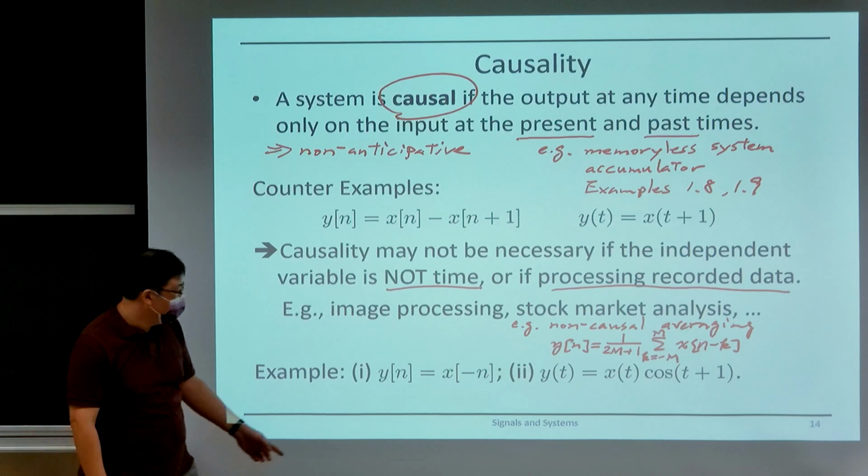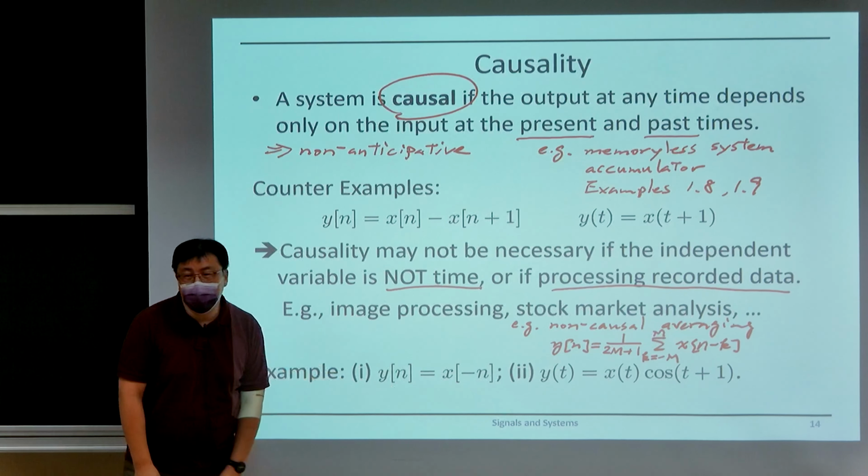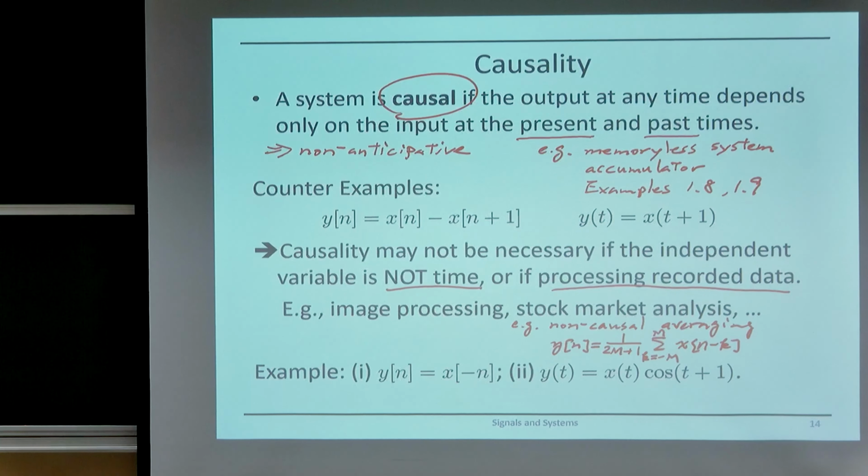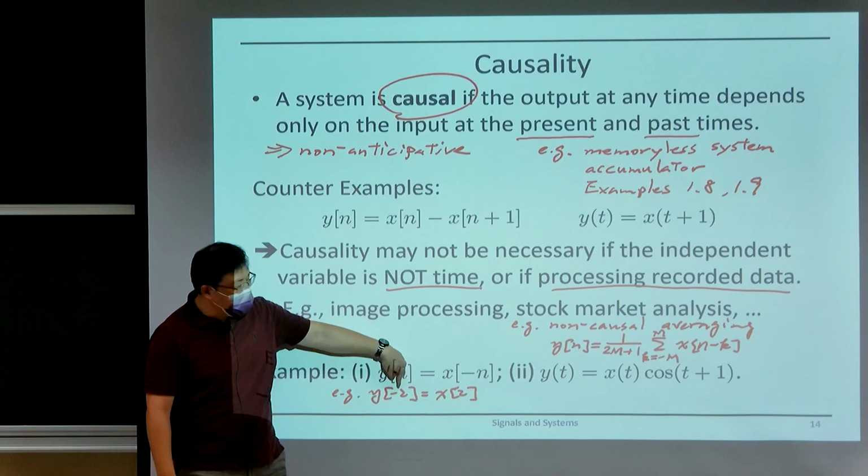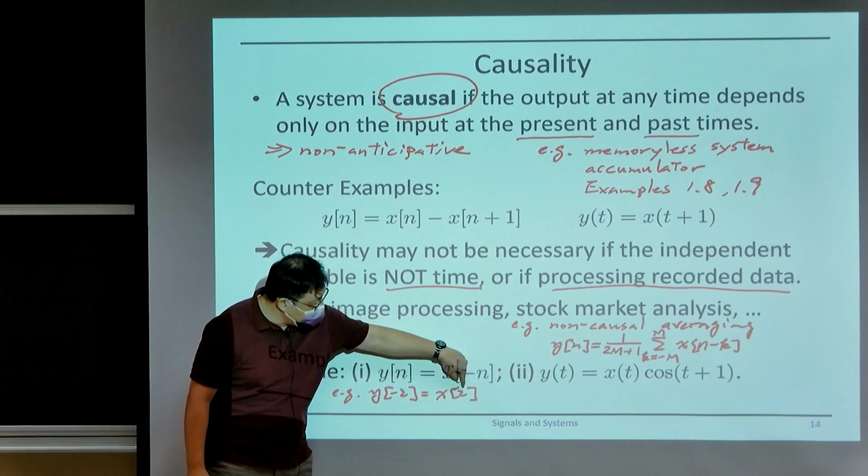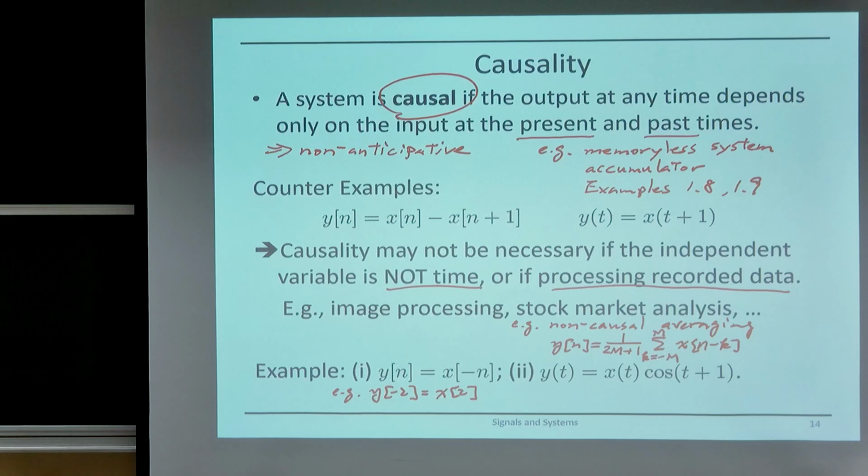Yes, you're right. So if n is a negative number, let's say -2, then y of -2 is equal to x of 2. So the output at time -2 depends on a future input at time 2. So it is not causal.